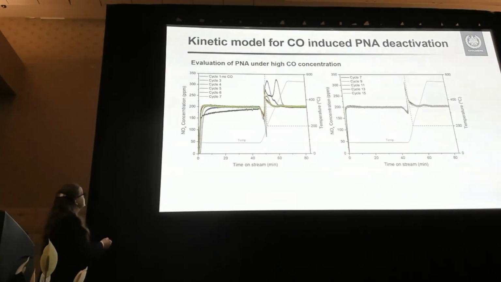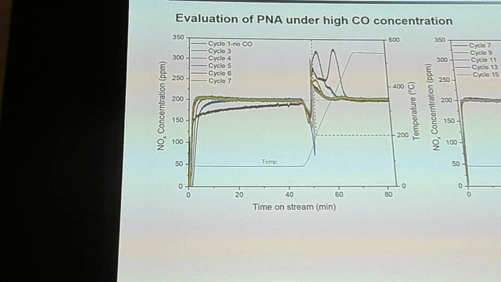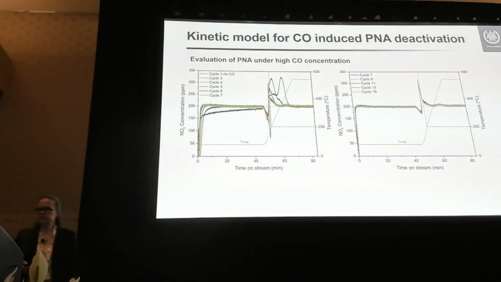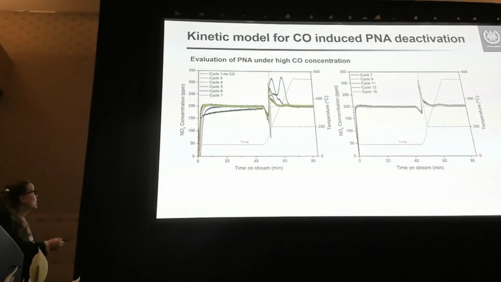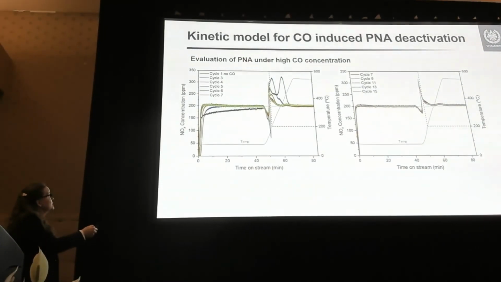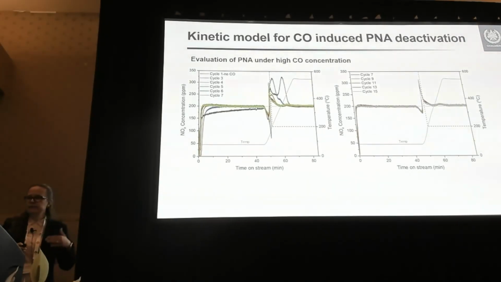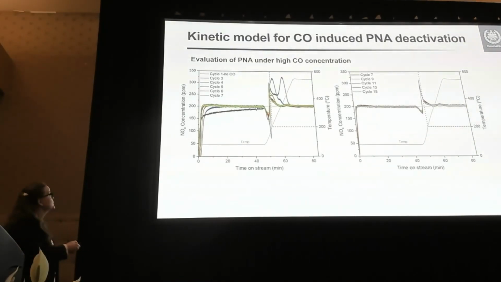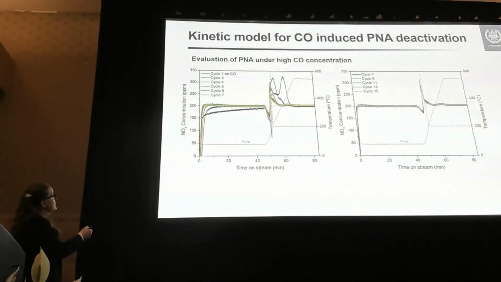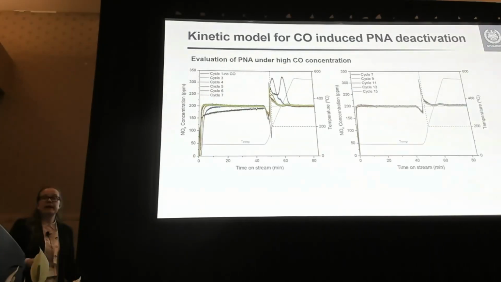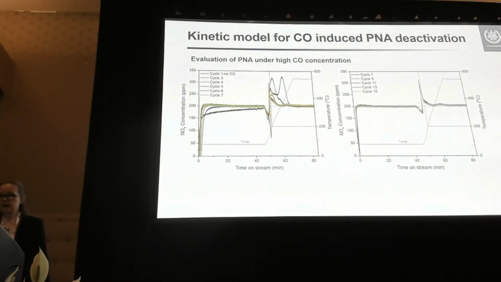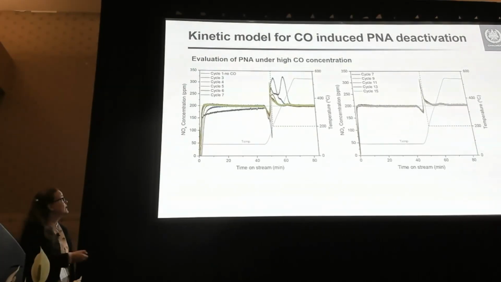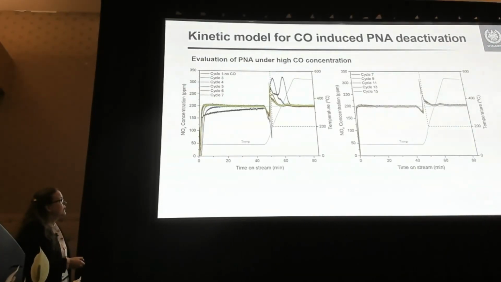And here are the results. So this is the NOx concentration. The first panel shows the first cycles. Cycle 1 is the black, and then the second cycle is repeated. The first cycle with high CO level is the blue. So you can see a very large effect here for the black and blue, just the first time it sees this high CO situation. And then it continues to deactivate.